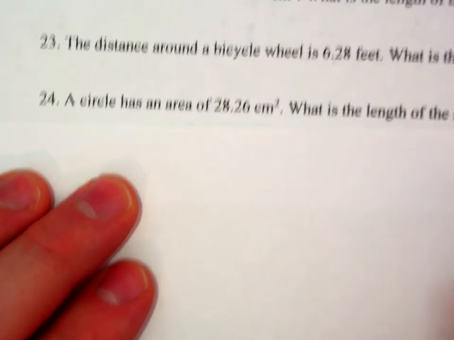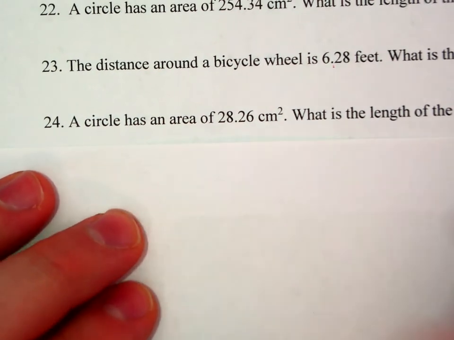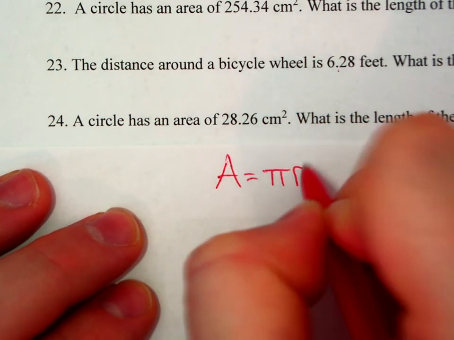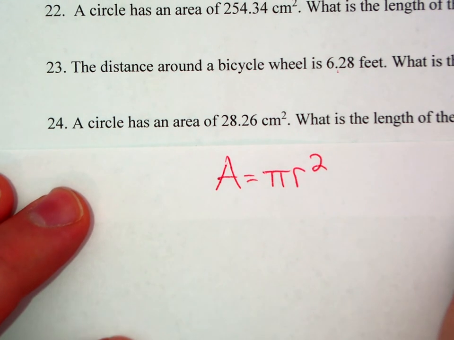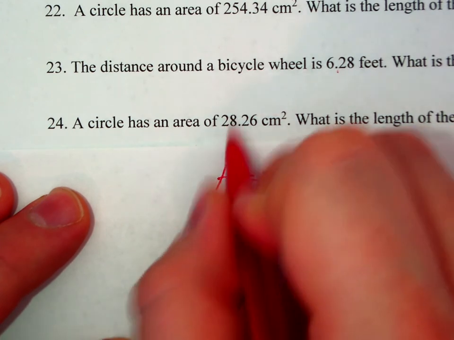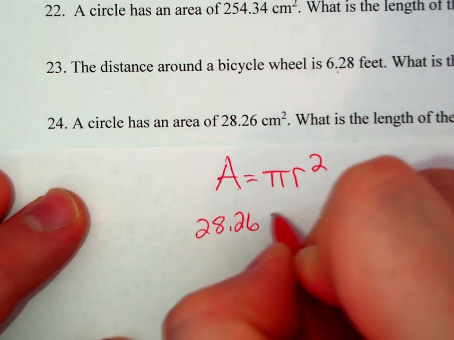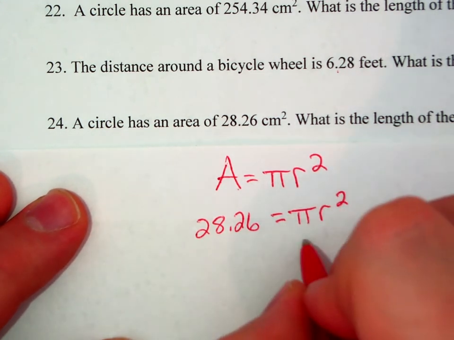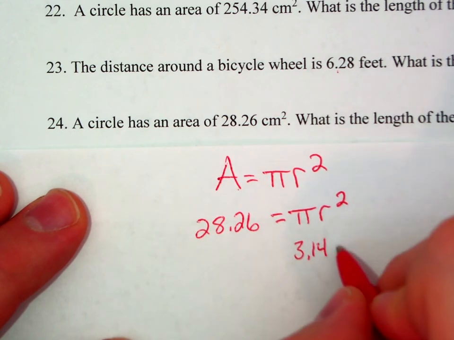Problem number 28. A circle has an area of 28.26 centimeters squared. What is the length of the radius? So area equals pi r squared. We're given the area is 28.26. So again, I'm going to plug in a 3.14 for that approximate value of pi.